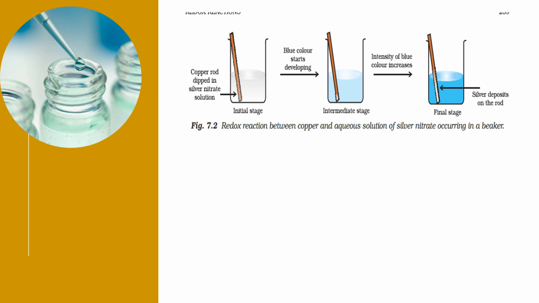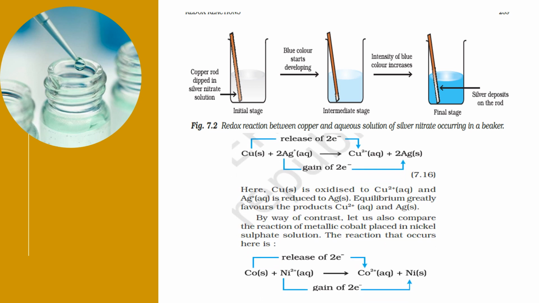So here you can see Cu is oxidized to Cu plus 2 and Ag plus is reduced. We know reduction is accepting electrons. So the Ag plus is becoming Ag. Here Cu, that is the copper, is oxidized to Cu plus 2 and Ag plus is reduced to Ag. Now let's see, the equilibrium greatly favors the products Cu plus 2 and Ag. You can see the reaction is balanced.